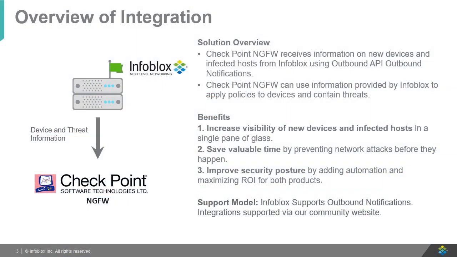With Infoblox's outbound API and Checkpoint's next-generation firewall, we are now able to respond faster to network changes with the help of Infoblox's ecosystem license. Infoblox and Checkpoint's next-generation firewall come together to enable administrators to efficiently manage assets and automate DNS security. This empowers administrators with the ability to stop attacks without direct intervention, and therefore increase the ROI of both products.